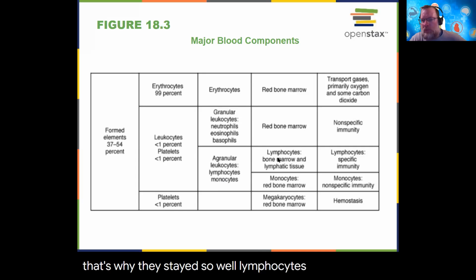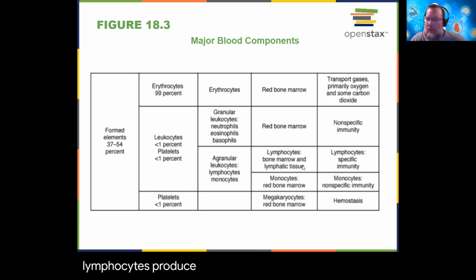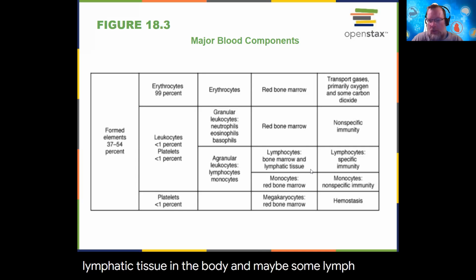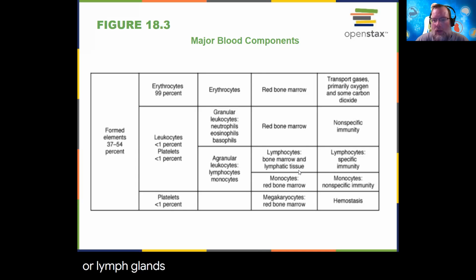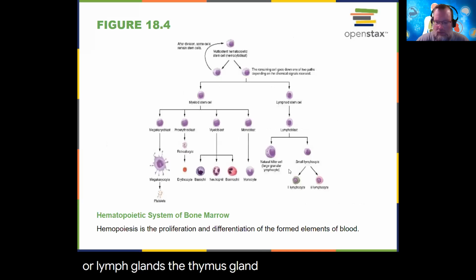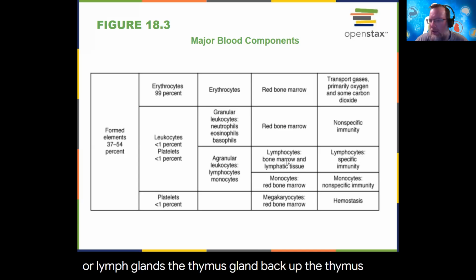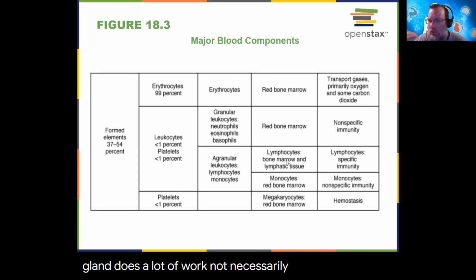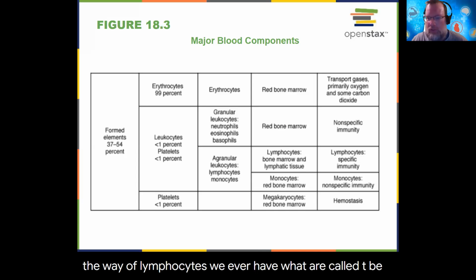Lymphocytes are going to be produced in bone marrow as well. We would also find some lymphocytes produced maybe in the spleen or some other lymphatic tissue in the body, maybe some lymph nodes or lymph glands. The thymus gland, back up. The thymus gland does a lot of work, not necessarily producing a lot in the way of lymphocytes. We also have what are called B cell lymphocytes.